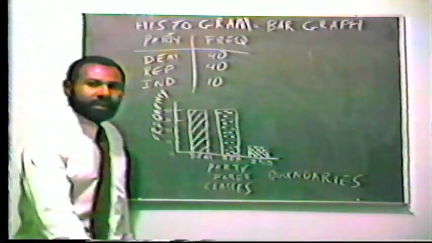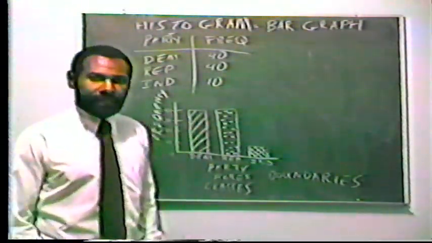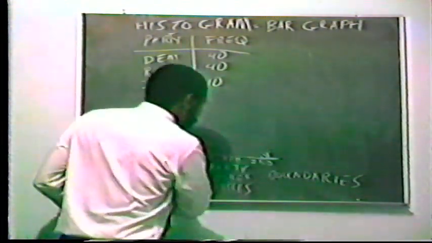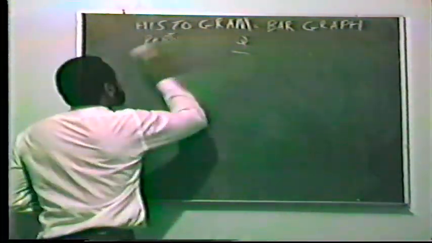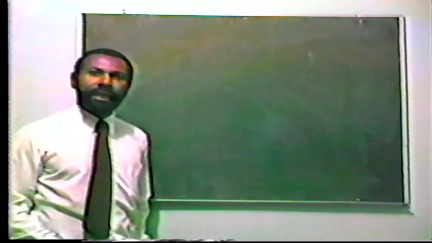Now, let's take a look at another way of picturing data. The next way of picturing data that we shall discuss is what we call a frequency polygon.